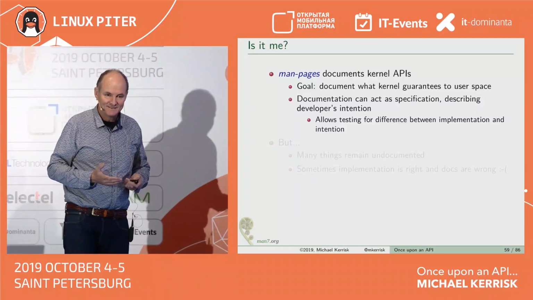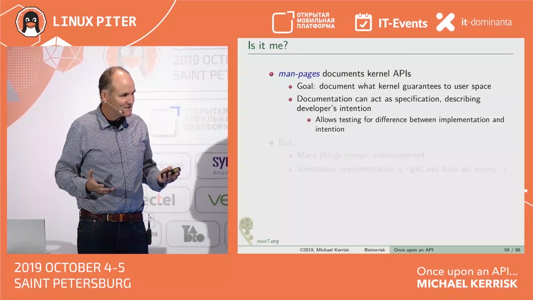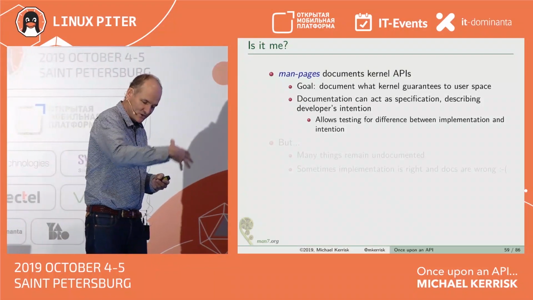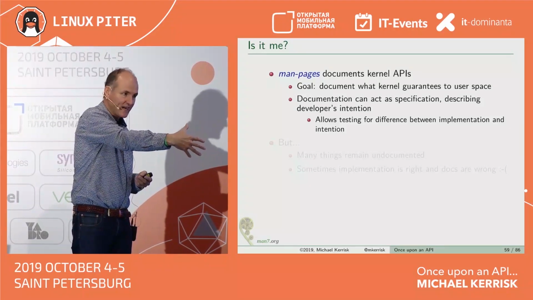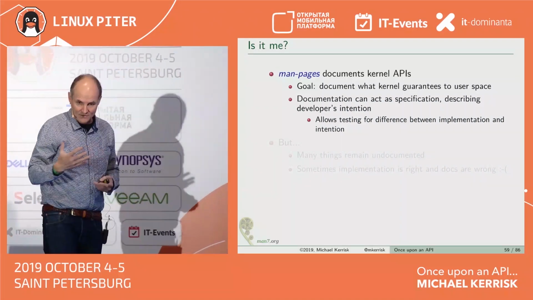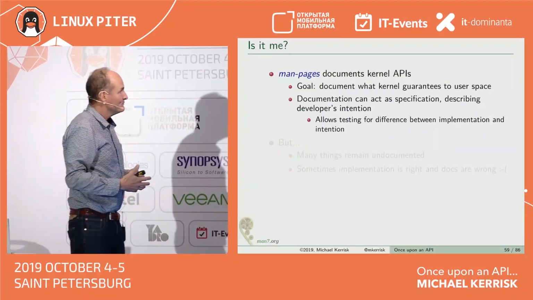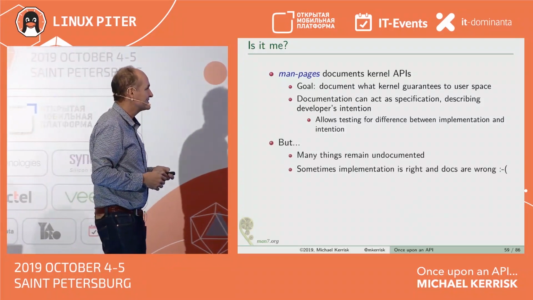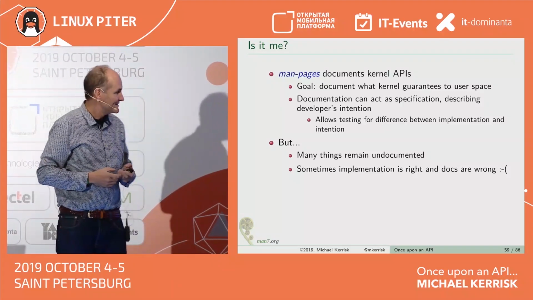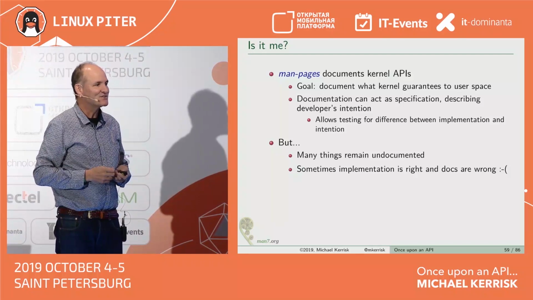Is it me? I maintain the Linux manual pages, the documentation of the behaviors of the interfaces. The idea here is, let's document exactly what the interface provides in terms of behavior and what users should expect. And that documentation can act as a specification for testing. Perhaps it's me, except I know that many things remain undocumented, and of course sometimes the documents are right and the implementation is wrong.